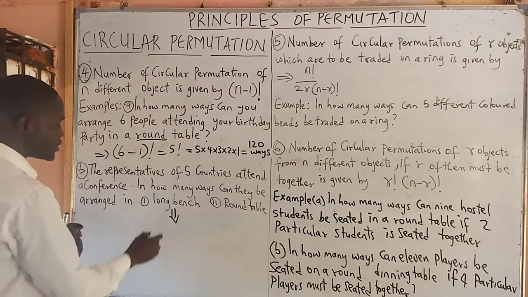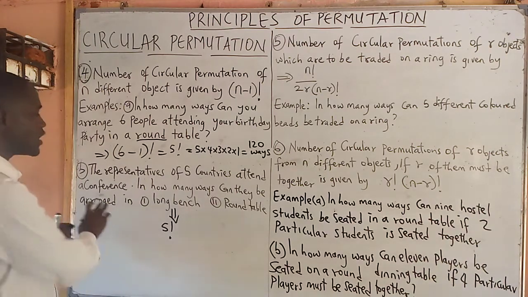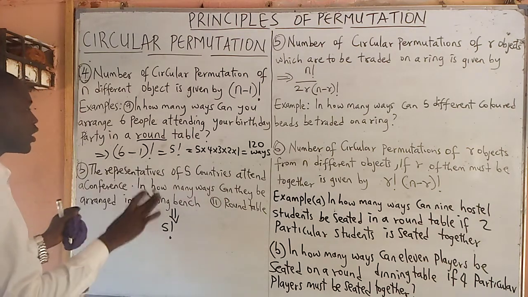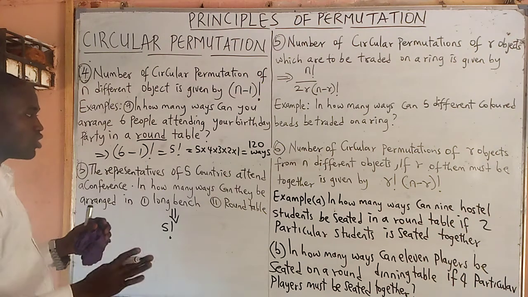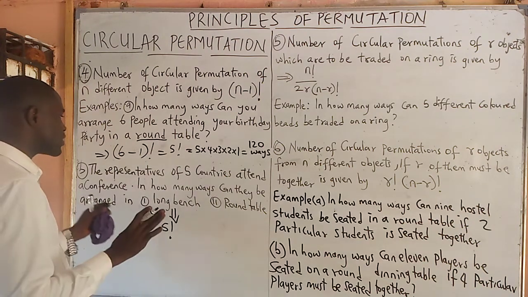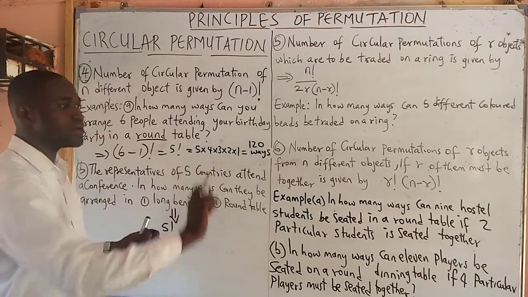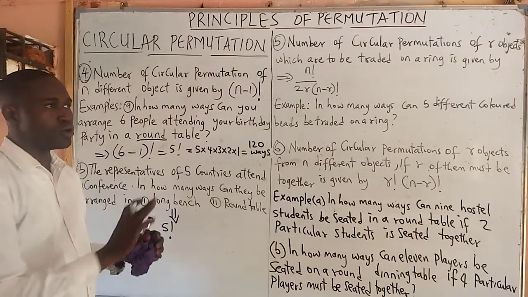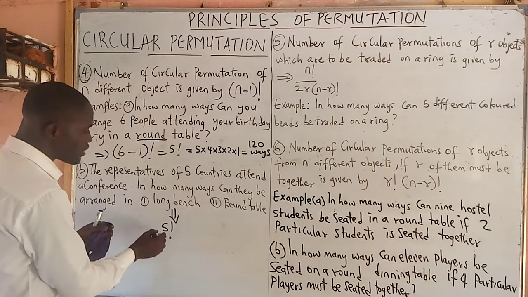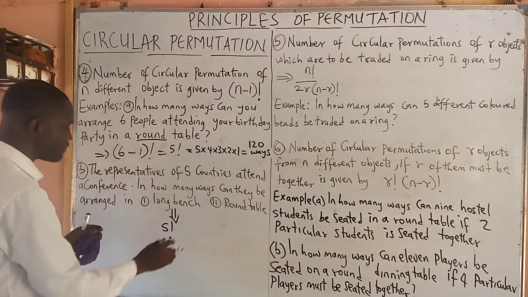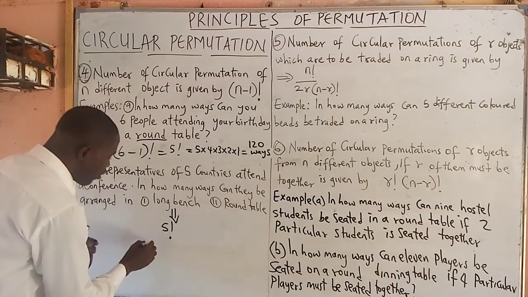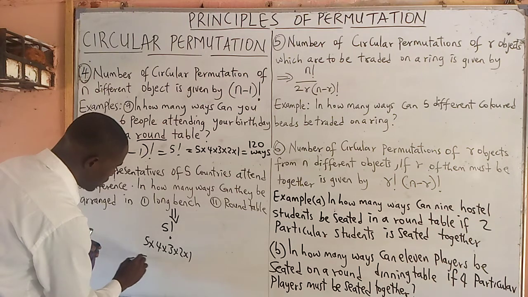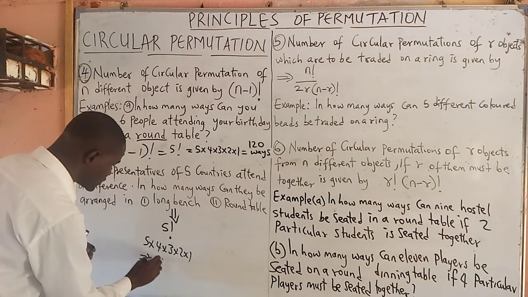Now, for the one on a long bench, you only use 5 factorial because they did not give any restriction in the question. Maybe telling us that 2 must come from one country, and the other one, no, they did not talk about any restriction. They only say representatives. So we assume that it is one person from one country, one person from one country, one person from one country. So no repetitions. So 5 factorial will be the answer because there are 5 representatives of the countries. So that will be 5 times 4 times 3 times 2 times 1, and that will give us 120 ways.